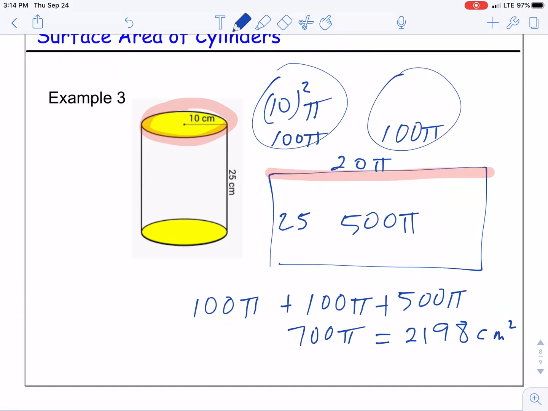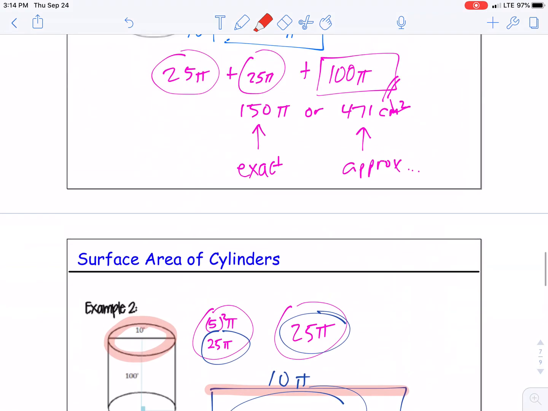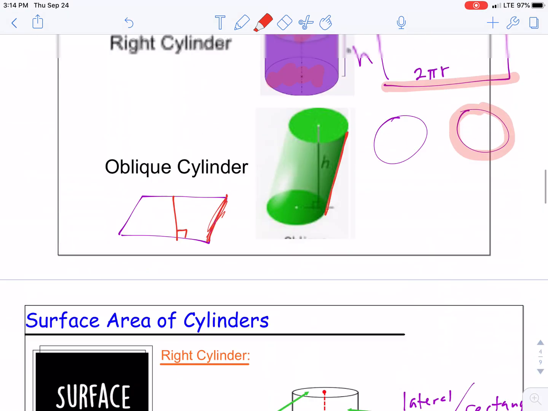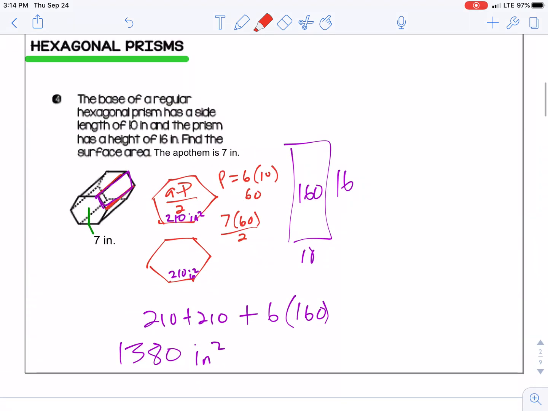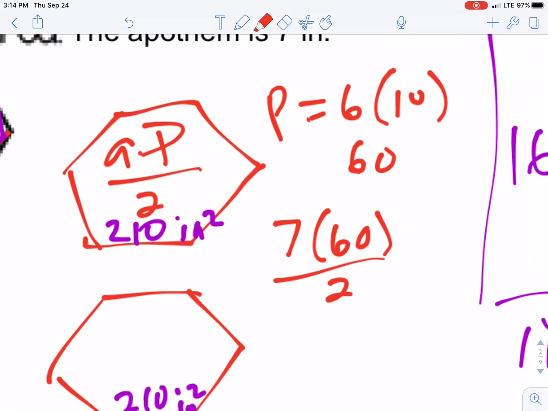So good luck. Remember, when we're going through circles, that the hardest part to see is that the circumference of the circle is going to be the length of our rectangle that we have. Okay, good luck. Let us know if you guys have any questions. And again, when we have our prisms, the bases are identical. If it's a hexagon or a pentagon, our formula is the apothem times perimeter divided by 2.